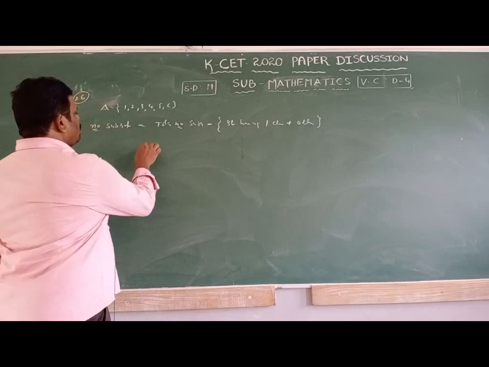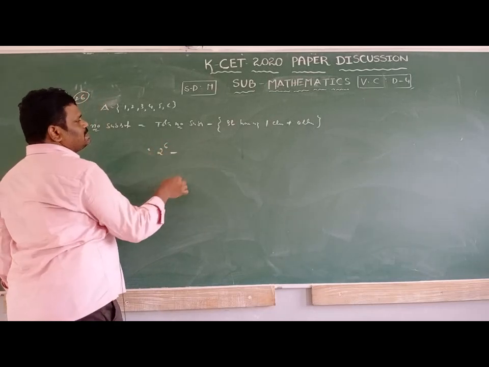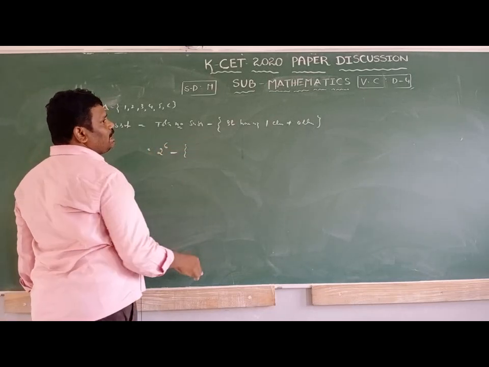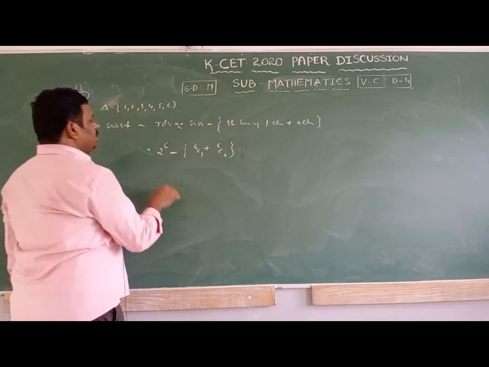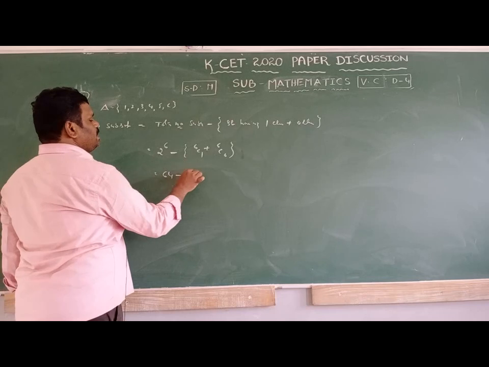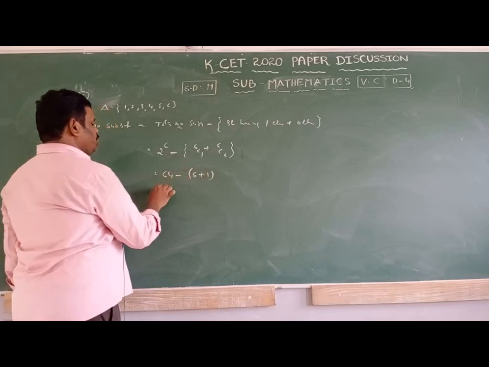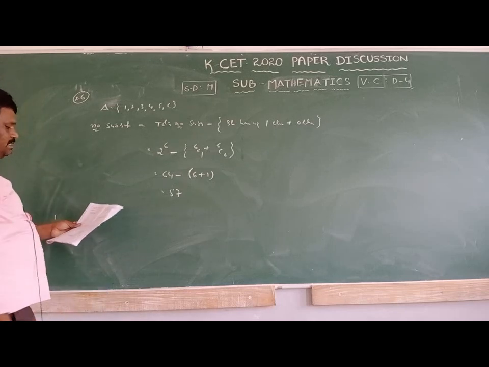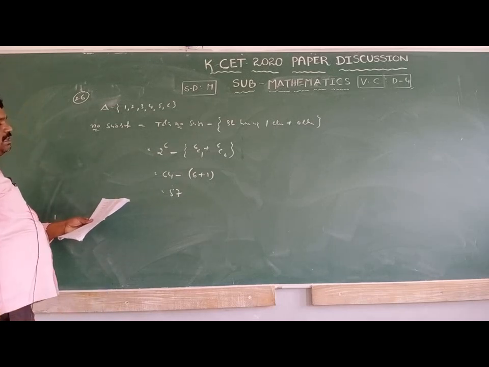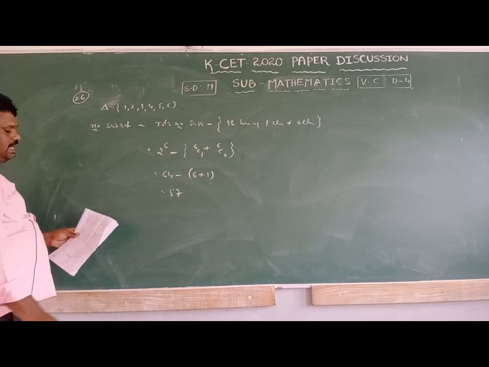So the total number of subsets is 2 power 6. The number of sets with one element is 6c1, plus 6c0 for the empty set. So 64 minus 6 plus 1, that is 7. Subtracting gives 57. So the number of subsets of A which contain at least 2 elements is 57, and option D is correct.